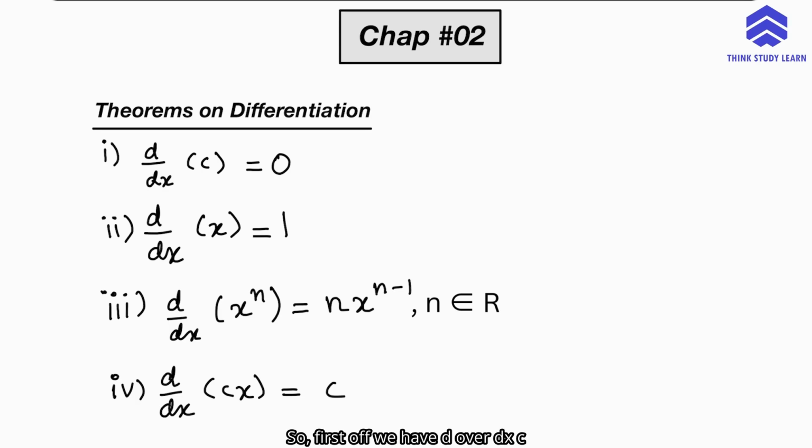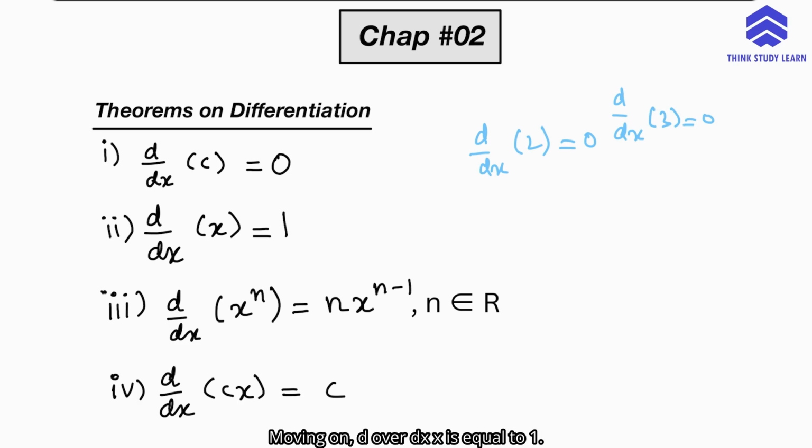First off, we have d over dx c is equal to 0. That is, the derivative of a constant, that is c in this case, is 0. This means that d over dx 2 would also be 0 and d over dx 3 would also be 0, as all of them are constants.